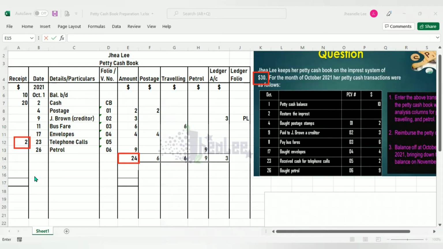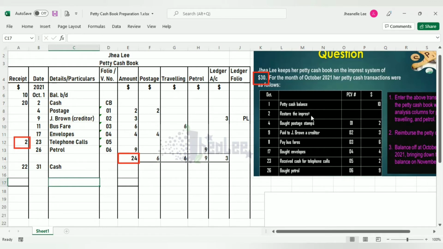Okay, so in order to restore, remember that would be a debit entry because the petty cashier would be receiving that value. So on the receipt side, we're going to enter that 22, and our date is the end of October, which is October 31st. Our details, remember, this is cash, and we have completed that reimbursement process. Now we're going to move on to part 3, where you're asked to balance off the petty cash book.